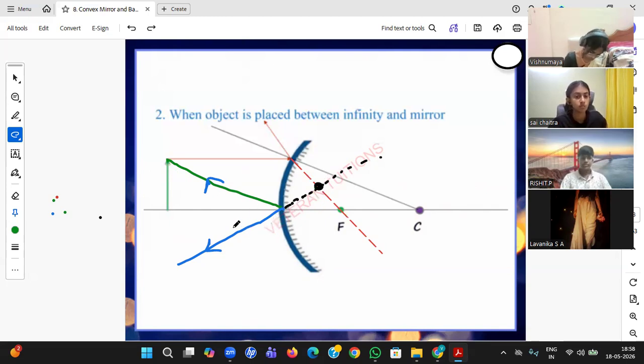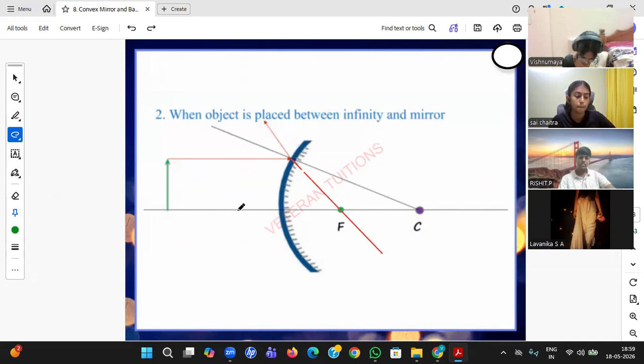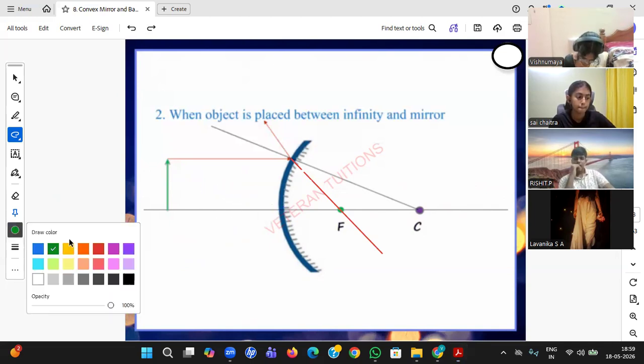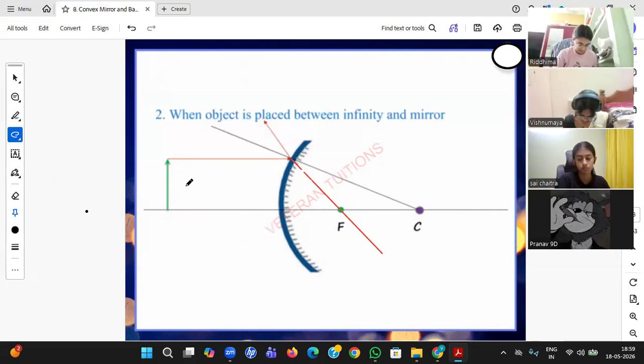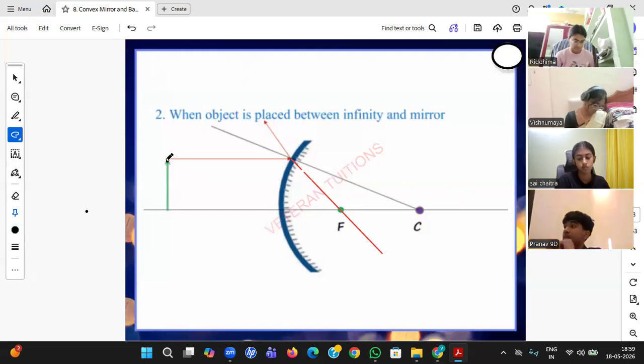Yes, Rishit. She has taken ray number 4. So you try with ray number 3. What is ray number 3, Rishit? Where should it pass through? Through the focus, I guess. No, that's ray number 2. That also you can take. No worries. Sir, will it pass through C, like center of curvature? Exactly. So ray number 3.